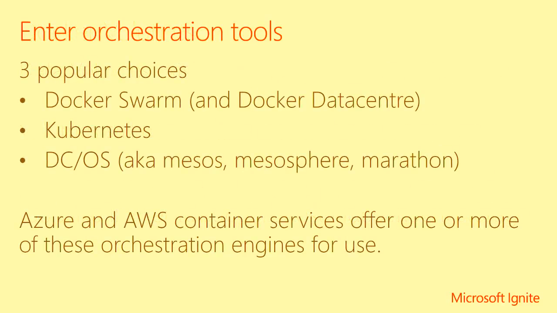This is where orchestration tools come in. So I mentioned Docker Swarm. This is an orchestration tool provided by Docker itself. It's not the most mature tool in the world. If you want mature tools that your ops team are going to love, you probably want to be looking at something like Kubernetes or DCOS, which is Mesos, Mesosphere, Marathon. They're all the Apache ones. So Kubernetes is a Google project, and DCOS and the Mesos-based things come from Apache.